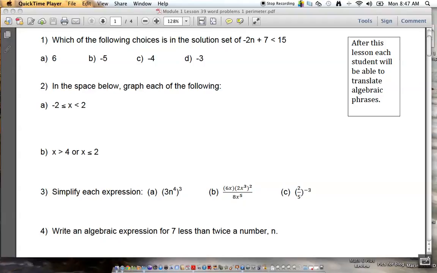Next, in the space below, graph each of the following. -2, 2. I'm allowed to equal this one because of the or equal to, so I take the extra ink, fill it in. This one I'm not allowed to equal. Make sure when you draw this line that it's obvious it's not just the number line, that there's more ink there, okay?